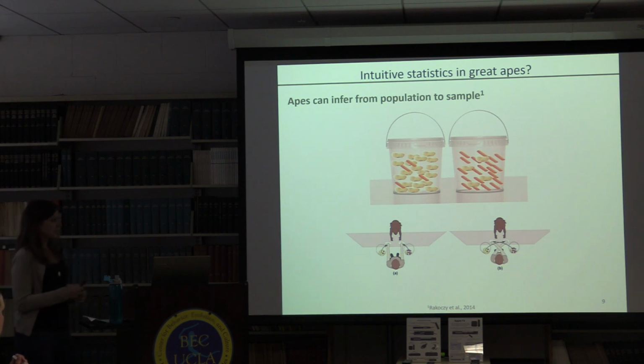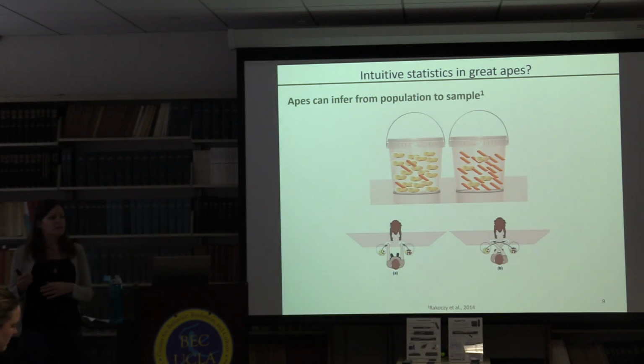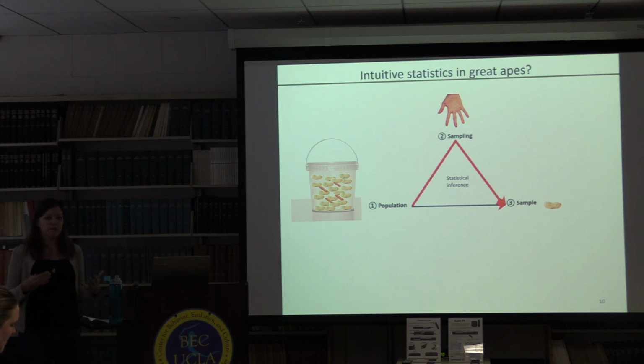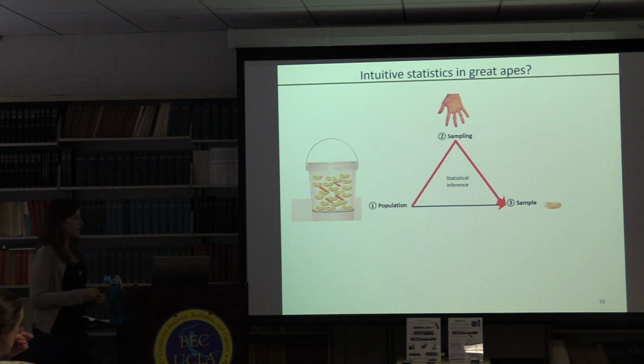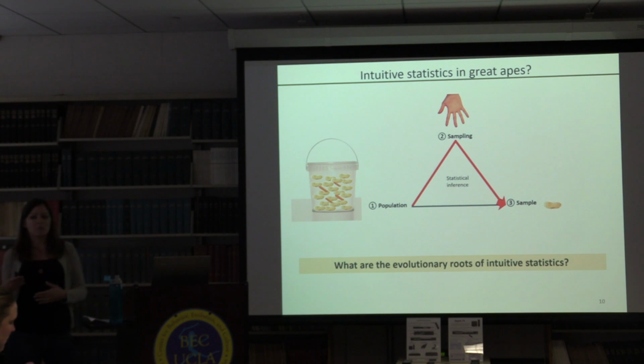And what was found is that the apes indeed were able to choose the sample coming from the proportion-wise more favorable population, and they even did so in conditions in which absolute and relative frequencies of peanuts were disentangled. So this study showed that just like human infants, also great apes can reason from population to sample, giving a first hint that also great apes might be intuitive statisticians. And the aim of my PhD then was to build on these first findings and shed more light on the evolutionary roots of intuitive statistics.